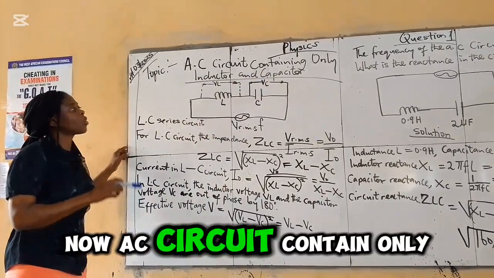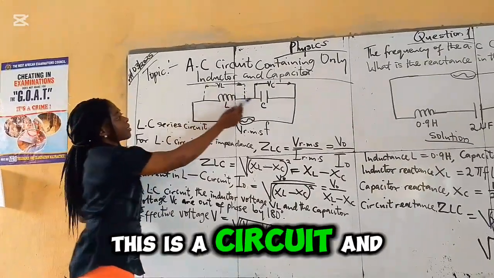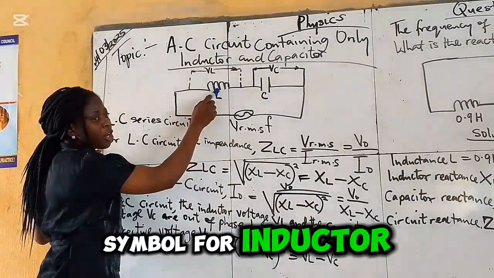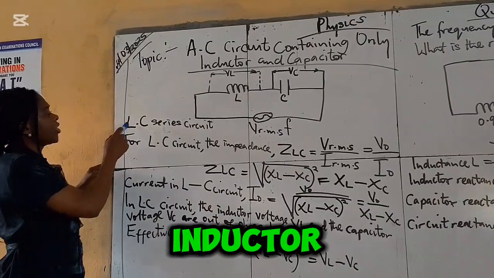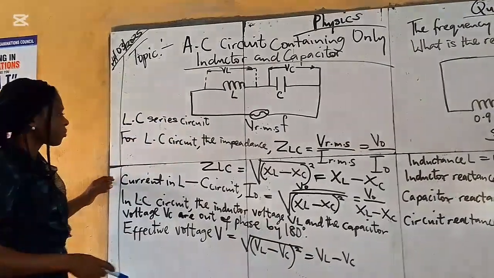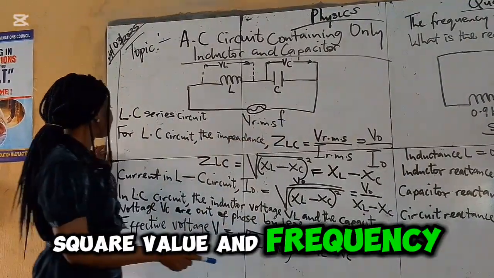Now, an AC circuit containing only an inductor and a capacitor. This is an AC circuit. This is the inductor, this is the symbol for the inductor, and this is the capacitor. Now, the inductor and capacitor series circuit. This is the root mean square voltage and the frequency.